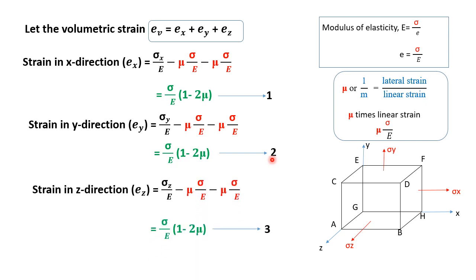Now the same will happen in the z direction. When we apply a force along the z direction, in the z direction it will get elongated, whereas in the other two directions it will get compressed. So the equation becomes like this. Let's consider it as equation 3.